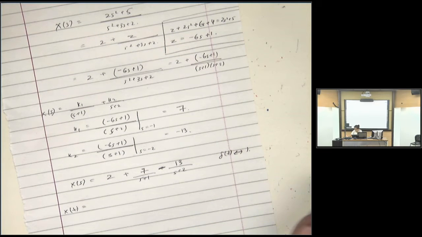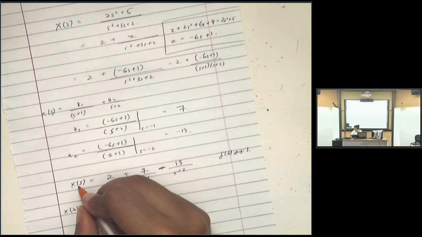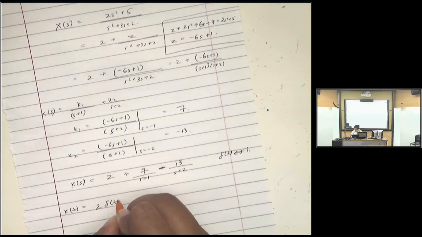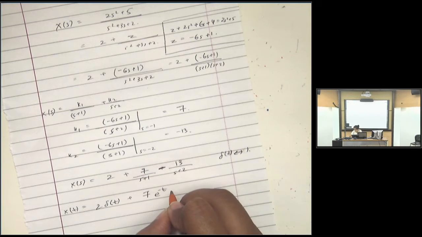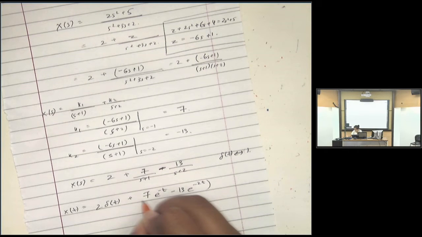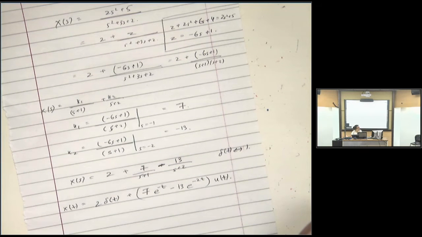Okay, so if I have a constant in my X(s) function, its inverse transform will be 2 delta t, plus 7 e raised to the power minus t, minus 13 e raised to the minus 2t, u of t.